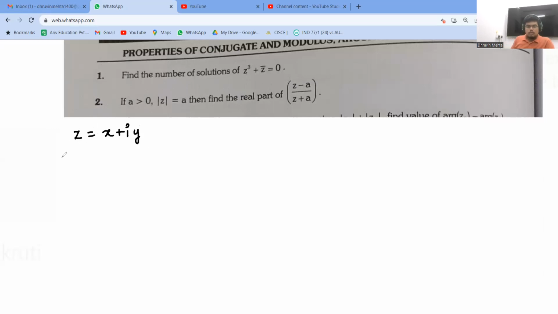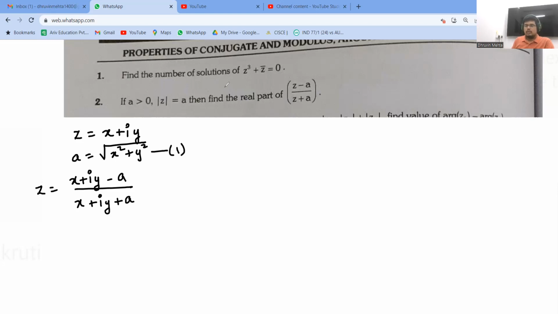So a is root of x square plus y square. Now real part of z minus a upon z plus a, so z is x plus iy minus a upon x plus iy plus a. We will have to solve this complex number completely. So we have x minus a plus iy and the denominator is x plus a plus iy.